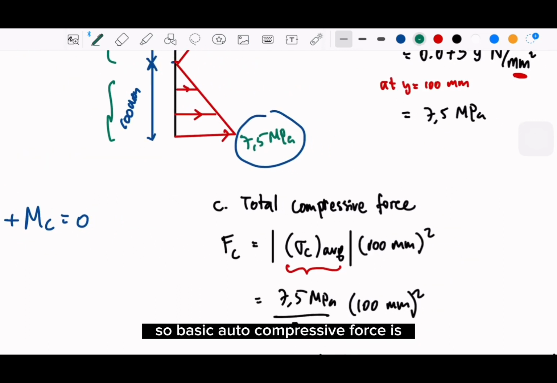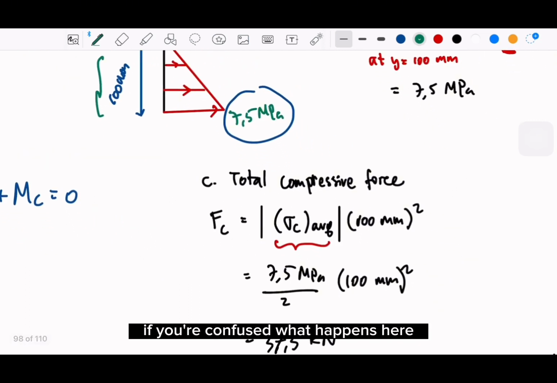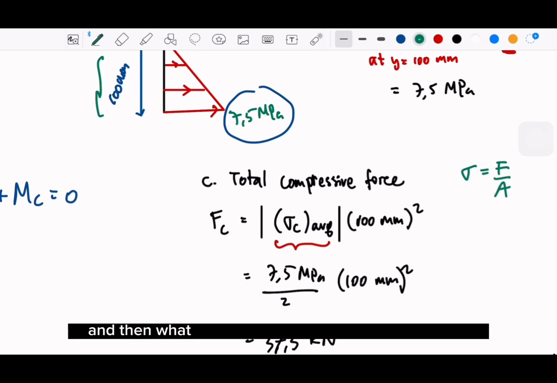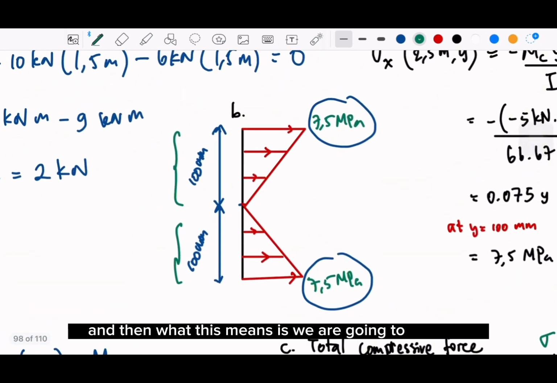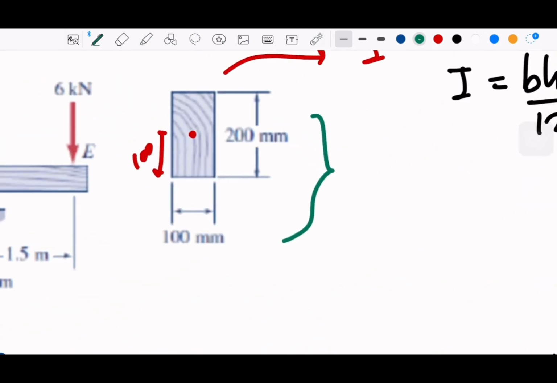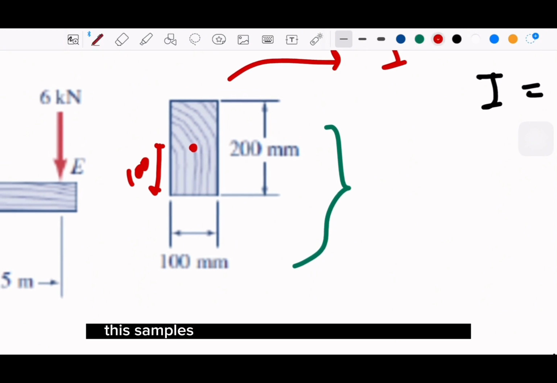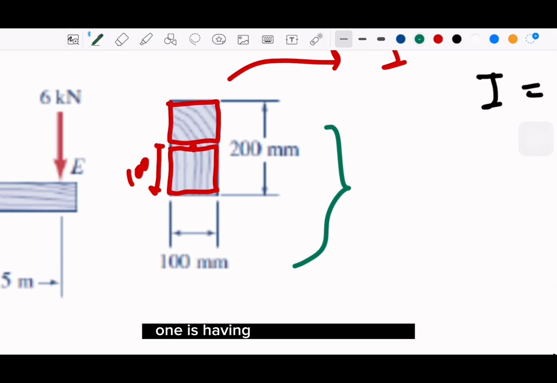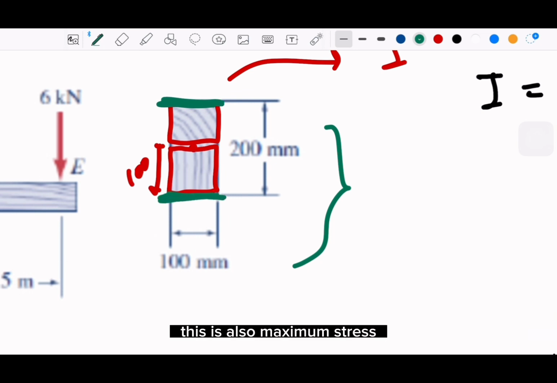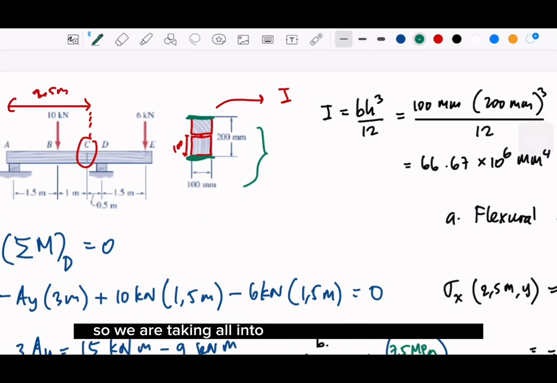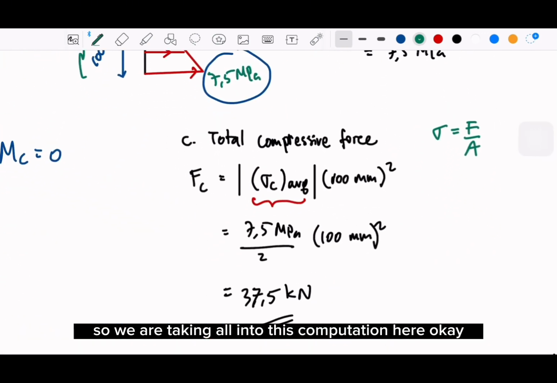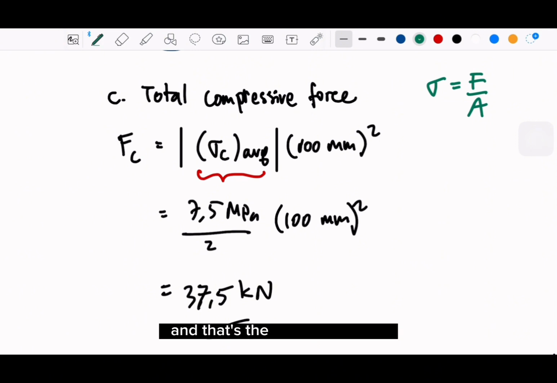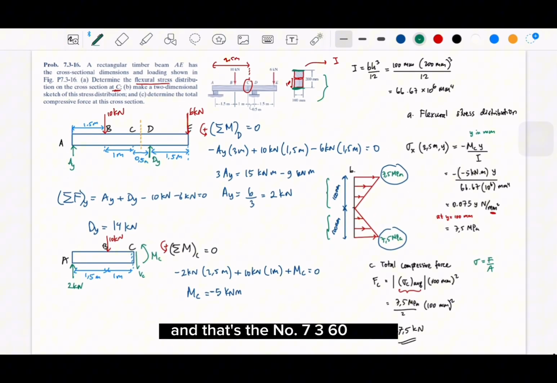So basically, if you're confused what happens here, we take the sigma F over A, and what this means is we are going to slice this sample into two squares. One is having this maximum stress. This is also maximum stress. Okay, so we are taking all into this computation here. Okay, that's the number 7316.